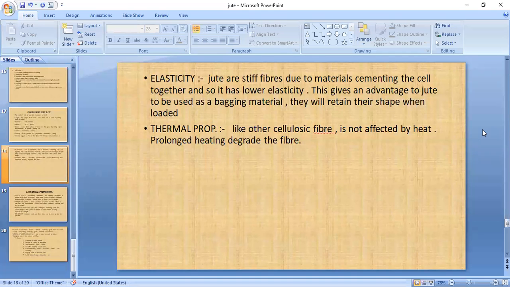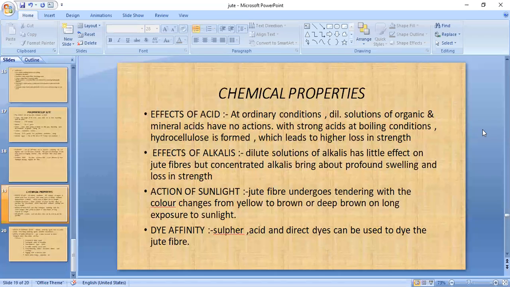Thermal properties: like other cellulosic fibers, this is not affected by heat. Prolonged heating degrades the fiber. Chemical properties: effects of acid. At ordinary conditions, dilute solutions of organic and mineral acids have no action. With strong acids at boiling conditions, hydrocellulose is formed, which leads to higher loss in strength.